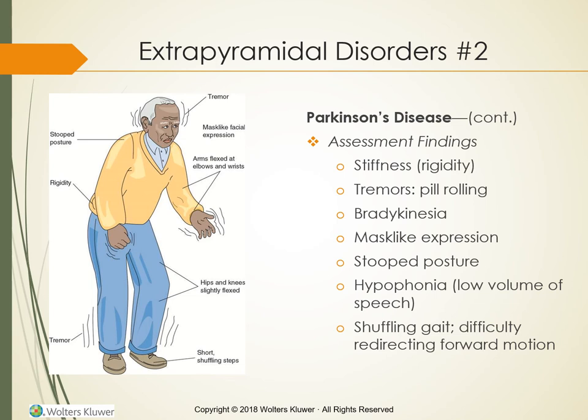Bradykinesia. Slowness in performing spontaneous movements develops. Clients have a mask-like expression, stooped posture, hypophonia, which is low volume of speech, and difficulty swallowing saliva and food. Weight loss can occur. A shuffling gait is apparent and the client has difficulty turning or redirecting forward motion. Arms are rigid while walking.